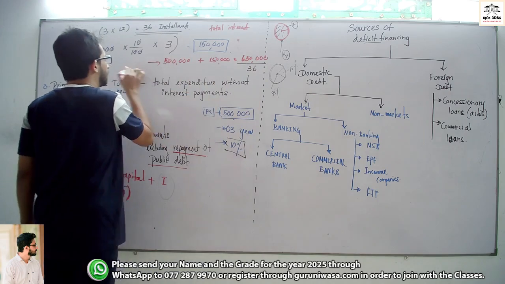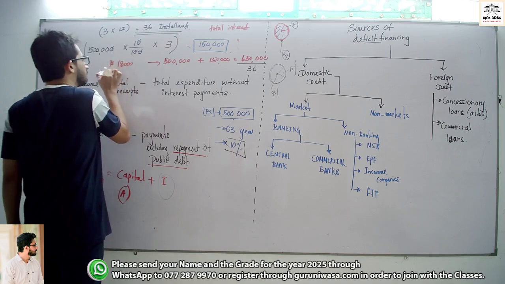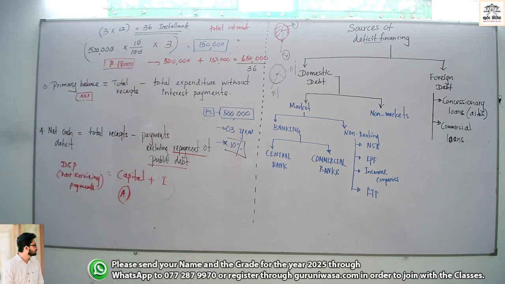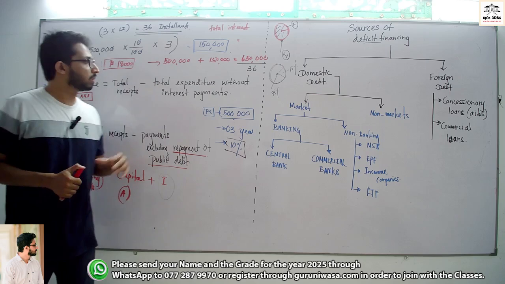Sandil, what is this 18,000 rupees? What is this 18,000? Can you tell me? Yes, monthly installment. Then, this monthly installment consists of two main components. What are the two main components?